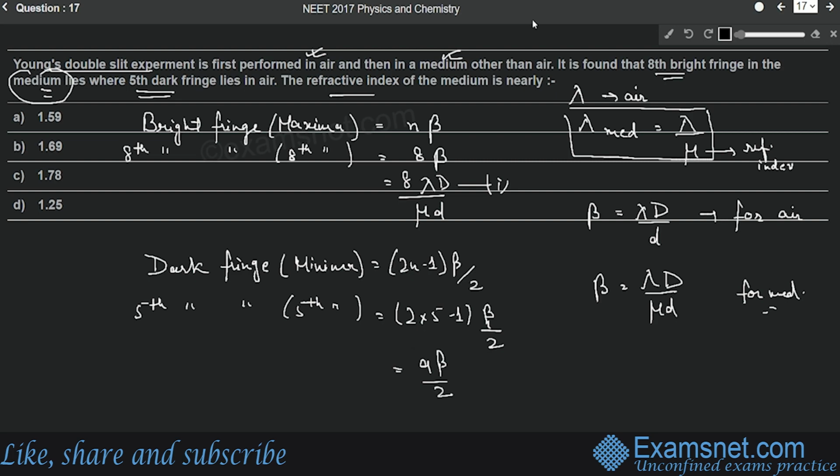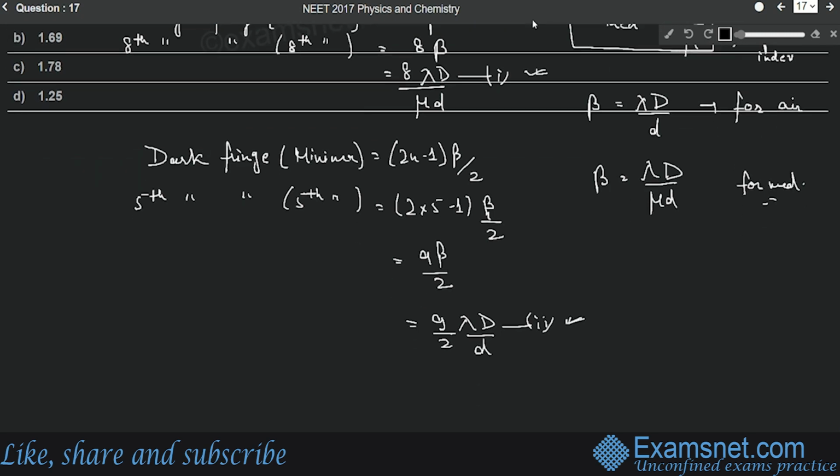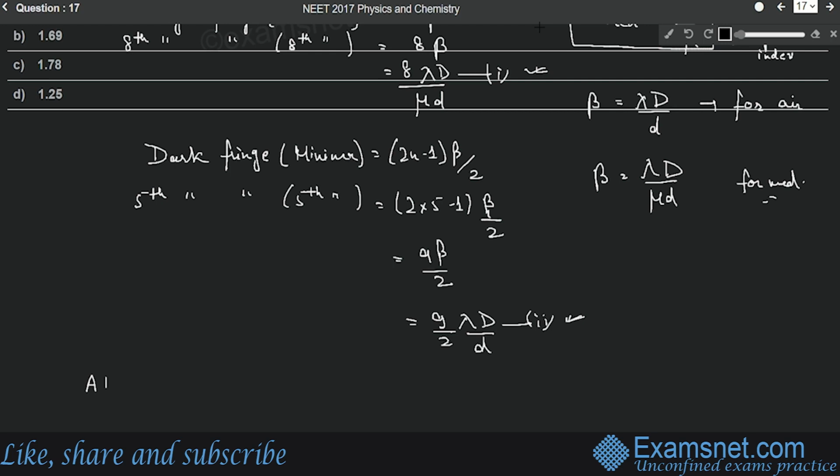So again we'll put the value of beta as lambda D by d. Now this is in air, not in medium. So it will be simply 9 by 2 lambda D by small d. Okay, this is the second one. And both lie in the same region. Okay, 8th bright fringe in the medium, that means this first one, and the 5th dark fringe in air, that means the second one, lie in the same region. So according to the question, 8 lambda D by mu d will be equal to 9 by 2 lambda D by d.